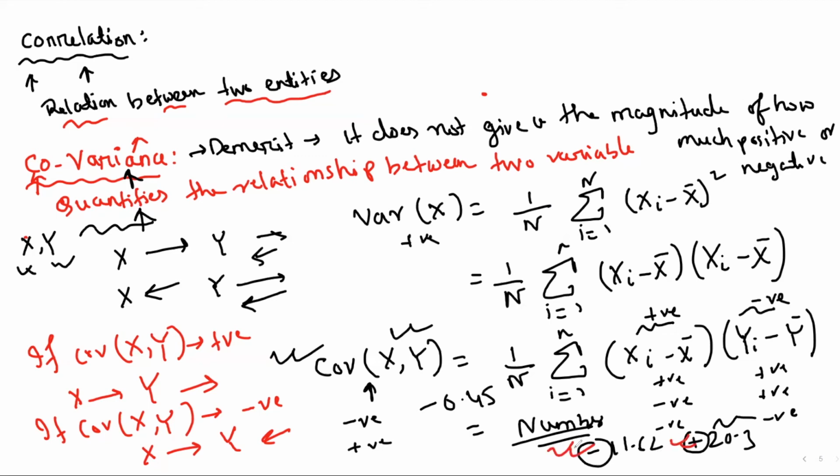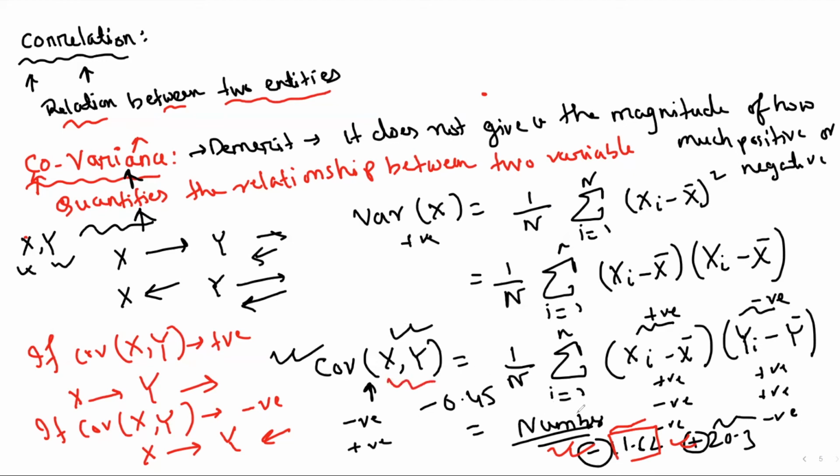This sign is important. It basically tells us whether they have an incremental or a decremental relationship with each other. It only tells us this. This number doesn't have any sense. That is the demerit of covariance. It does not give us the magnitude. So we cannot say this is the magnitude of the negative relationship between these two variables.